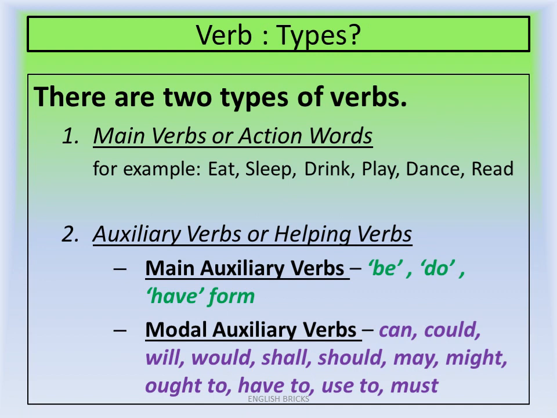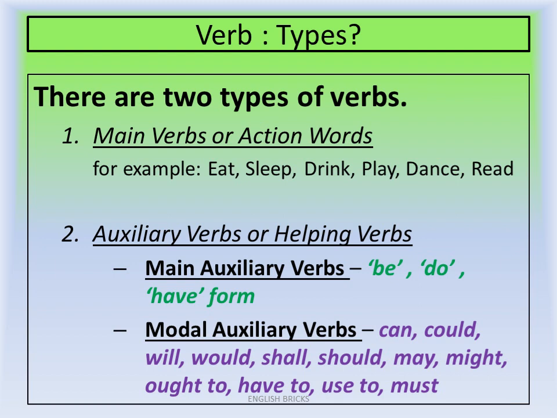Now here you see in front of you the types of verbs. There are two types of verbs: main verbs or action words. For example, eat, sleep, drink, play, dance, read. And in my previous videos you have learnt about the regular verbs and the irregular verbs, which are both action words alone. And you have also learnt about the conjugation of those verbs, that is the to infinitive or the base form of the verb, the S form, the past form, the past participle form, and the present participle form.